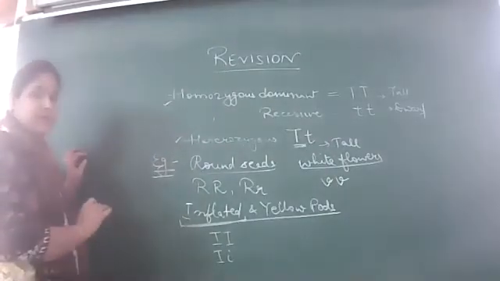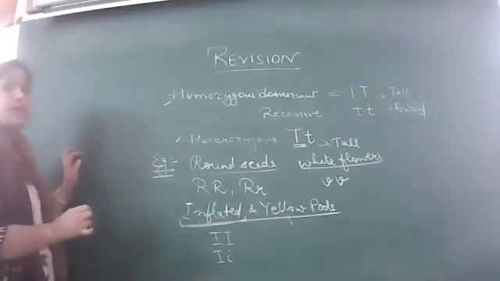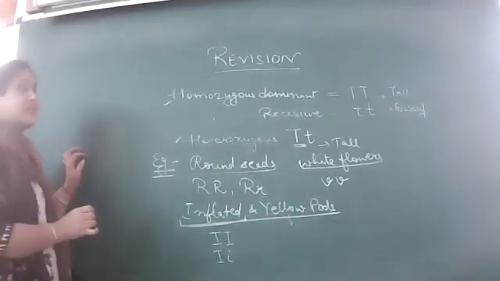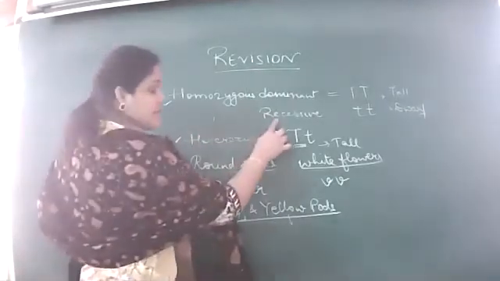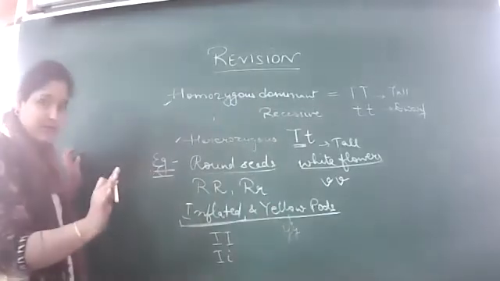ये तो इसकी दो possibilities हो गई. And what about this yellow pod? Yellow being only a recessive feature, it is going to express only in the homozygous recessive condition, that is small y, small y. It is only one condition.